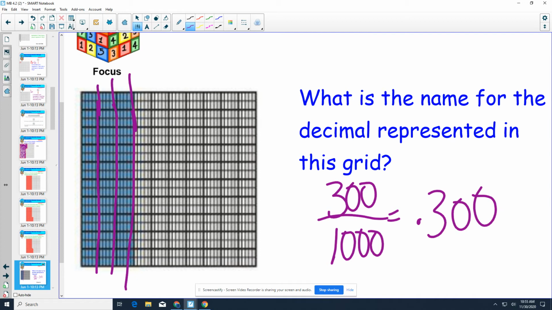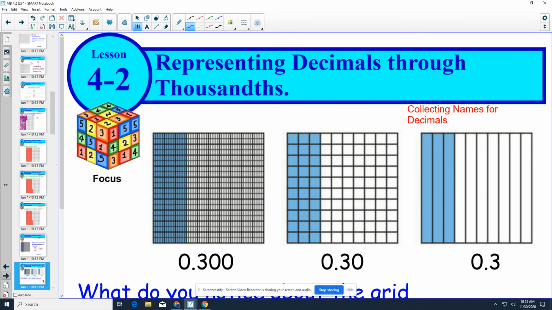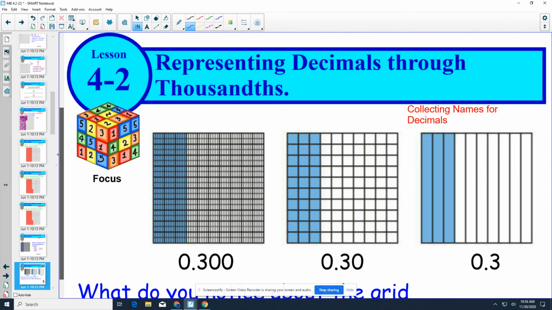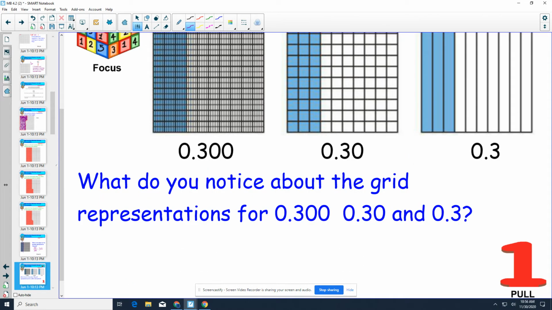Or you could even break that down and say that it is 3/10. That would be equivalent as well, okay? So you can see here, when we look at these grids, each of them start with 3 in the tenths place, and this one is 300 thousandths because it's out of a thousandths grid. This one says 30 hundredths because it's out of a hundredths grid, and this one is 3/10 because it's out of a tenths grid.